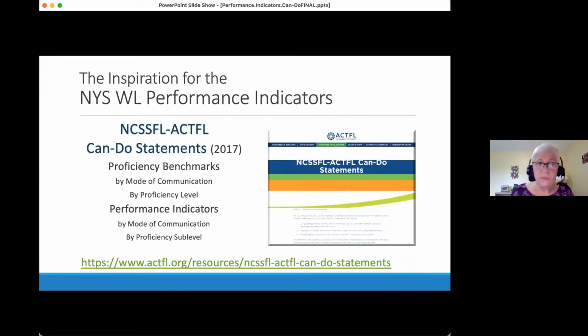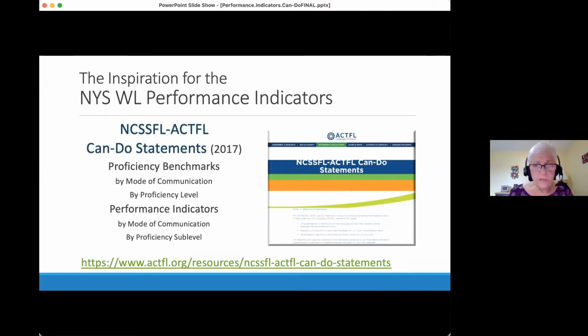So the inspiration for creating performance indicators for New York State world language teachers to use are the NCSSFL-ACTFL Can-Do Statements. Some of you may already be very familiar with these. And what these do is that they marry the national standards, the World-Readiness Standards for Learning Languages, with the proficiency targets. The NCSSFL-ACTFL Can-Do Statements have both proficiency benchmarks and performance indicators.